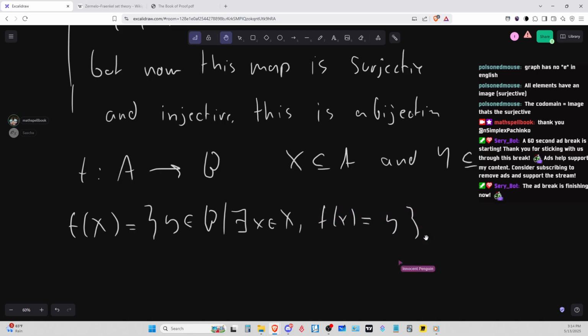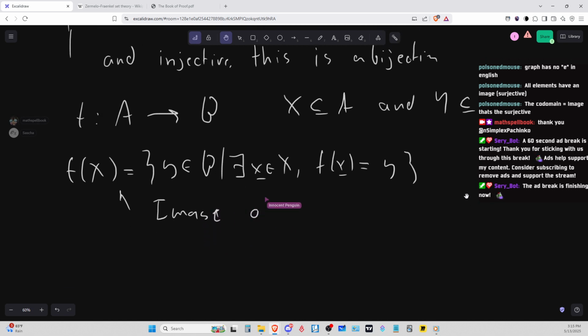So is the x in f of x the big X or the small x? That's a small x here. Okay. So usually we call this the image of X by f.